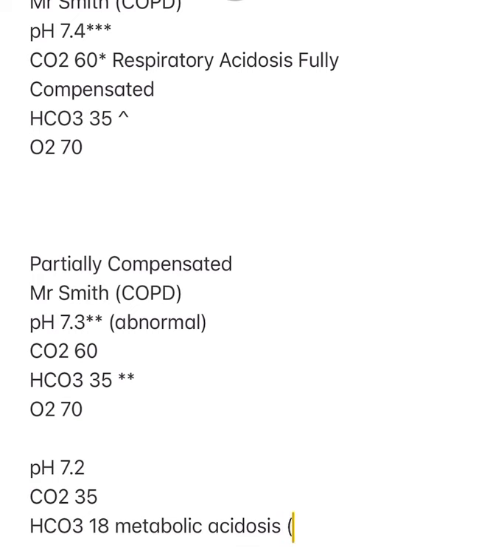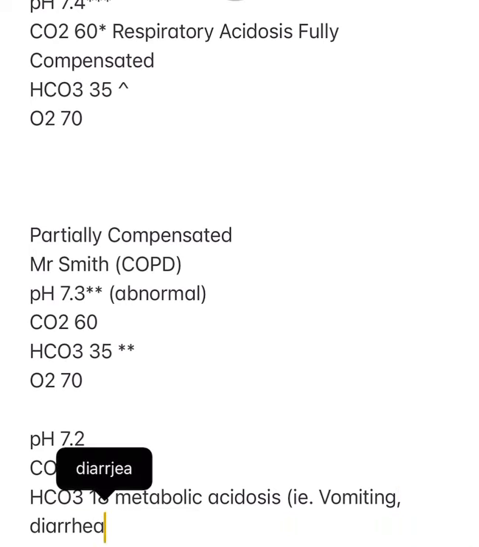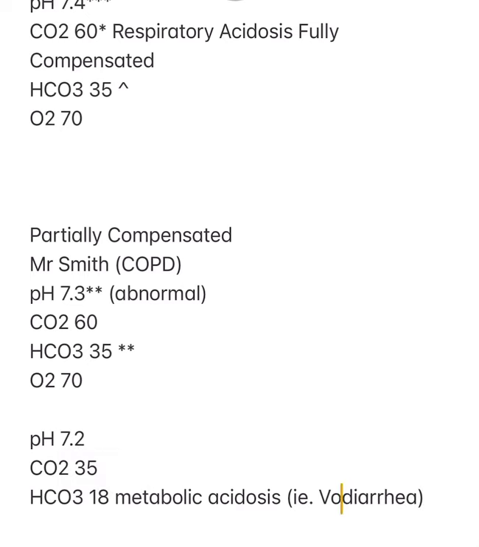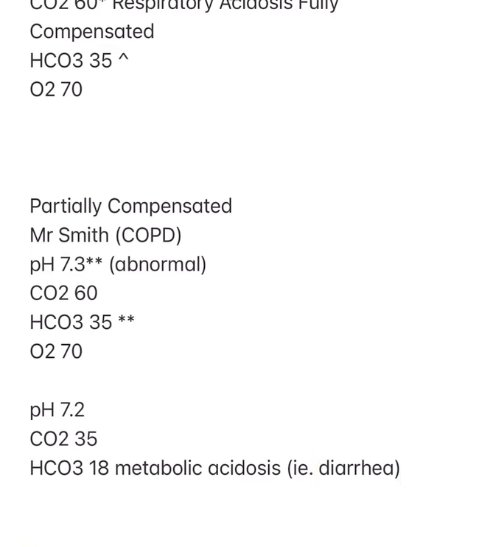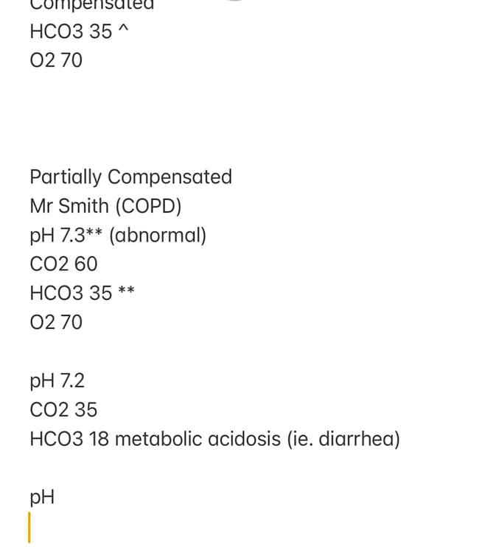Metabolic acidosis can be due to things such as vomiting, diarrhea, actually, for this instance, let's just say diarrhea. Okay, and now for high pH, let's say the CO2 is low. So CO2 is 20, pH is 7.5.